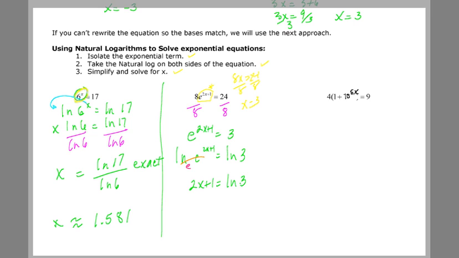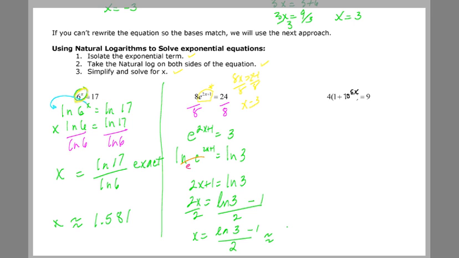So I isolate the exponent term, taking the log of both sides, and the ln is a perfect log because the bases match and they cancel. Now solving for x, we'll subtract 1 and divide by 2. So it'll be ln 3 minus 1, and then divide by 2. So the exact answer in terms of the natural log would look like this.